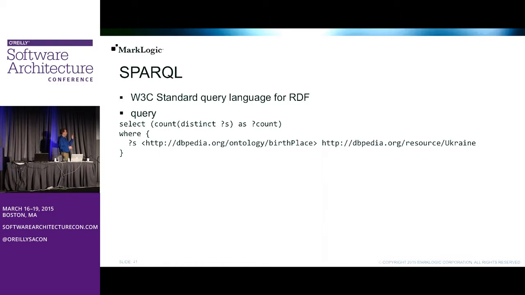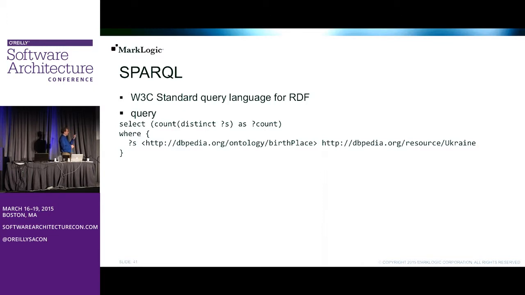select count distinct. So I'm saying I want you to find distinct values of S, count them up, and I'll look at that as count. So I'm naming that. The where clause here, I've specified a predicate and an object. So essentially I'm asking, tell me how many people we have in our database who were born in Ukraine. Okay?